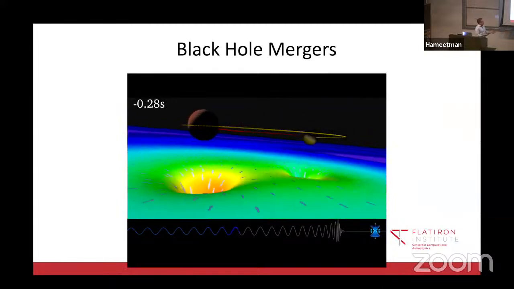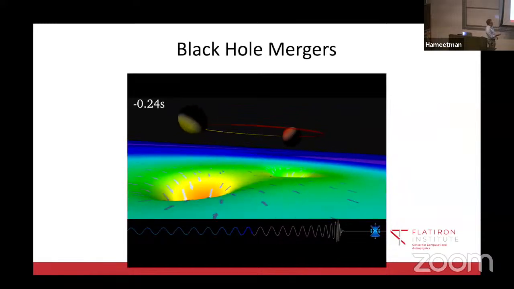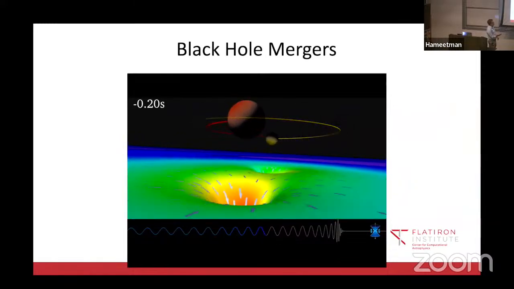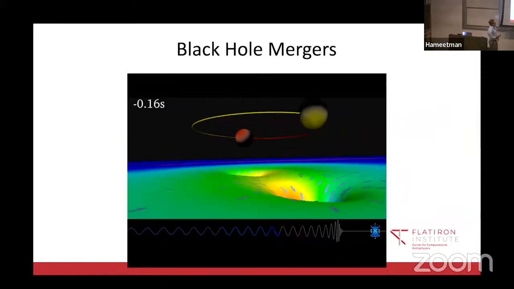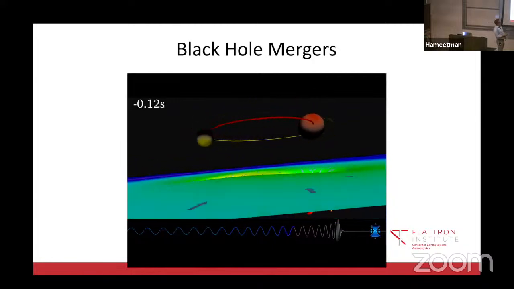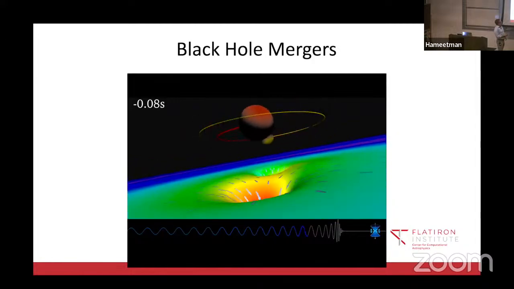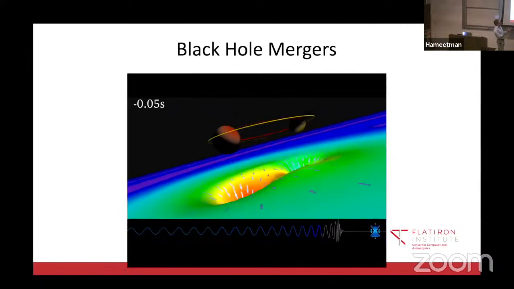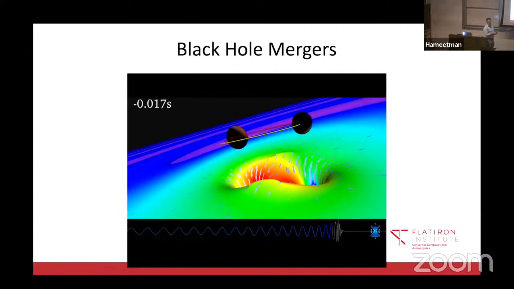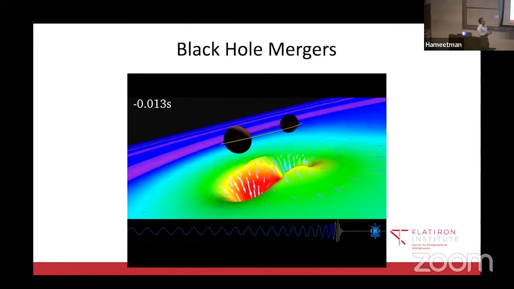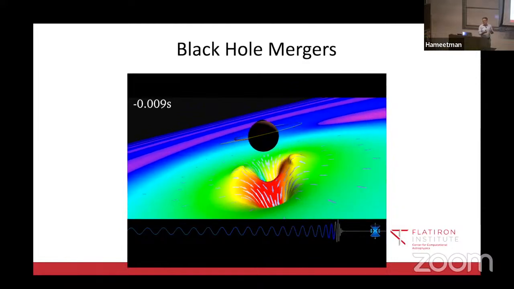As the orbit shrinks, you can see the amplitude of the waves is getting larger. The frequency of the gravitational wave is also getting higher. And in a moment here, we're going to come to a place in the simulation where the two horizons touch. And the object is going to go from being two black holes to being a black peanut.